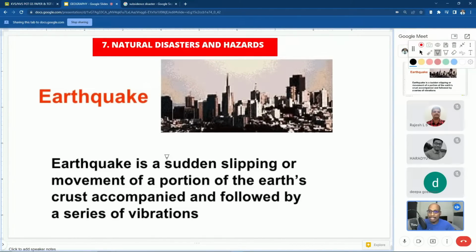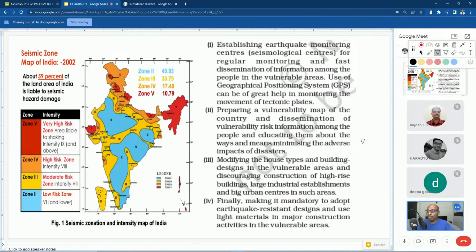An earthquake is a sudden slipping or movement of a portion of the earth's crust, accompanied and followed by a series of vibrations. The epicenter will be there, and from that epicenter the waves reach long distances, and wherever the waves reach, they shake the earth's crust, and that we call an earthquake. Now if you see India, all these highlighted zones are high risk or earthquake prone zones. Manipur, from where Deepa ma'am is attending this class, is in a high earthquake prone zone.